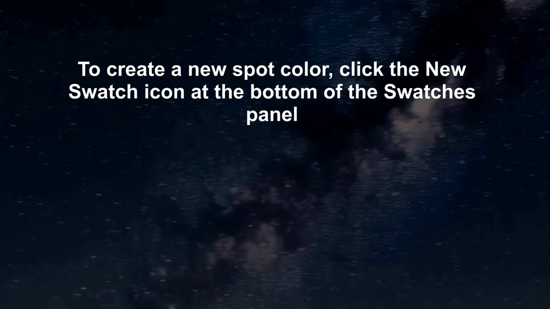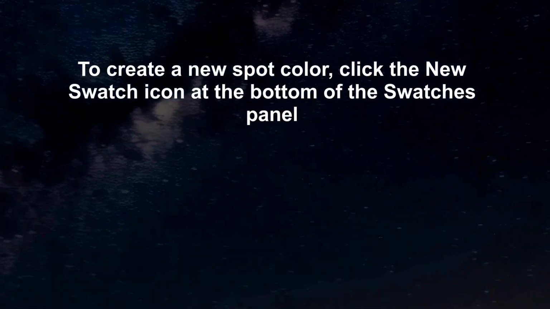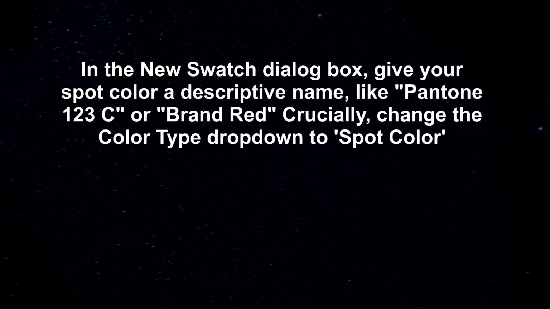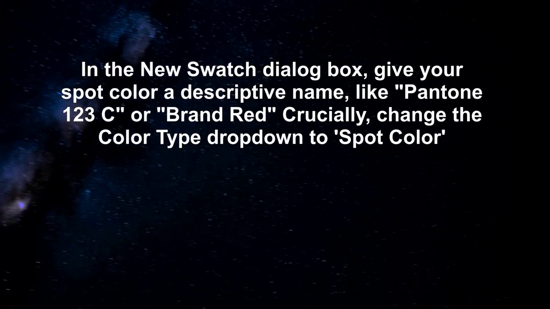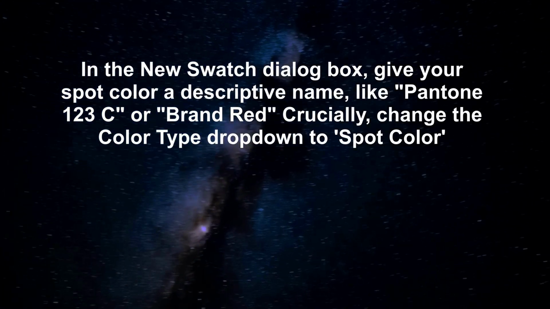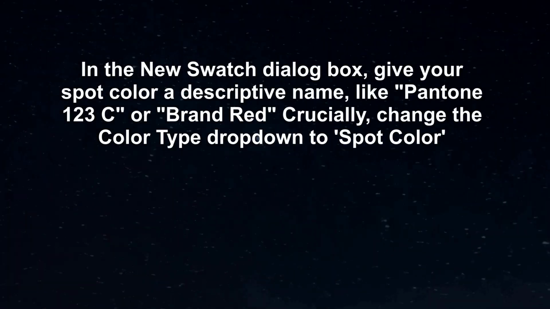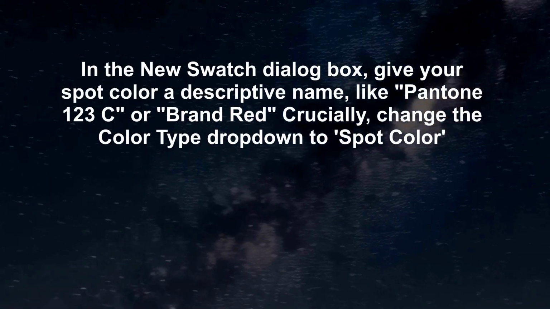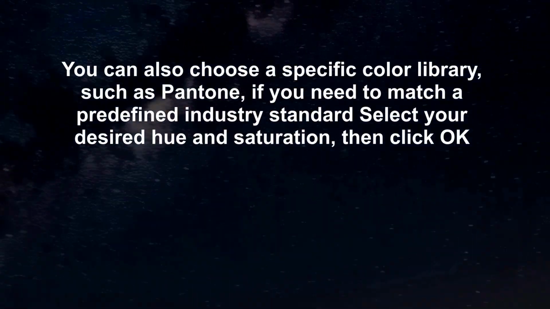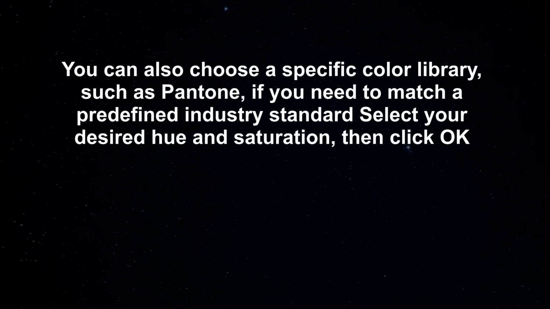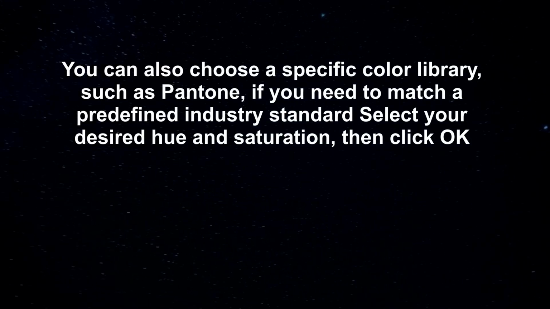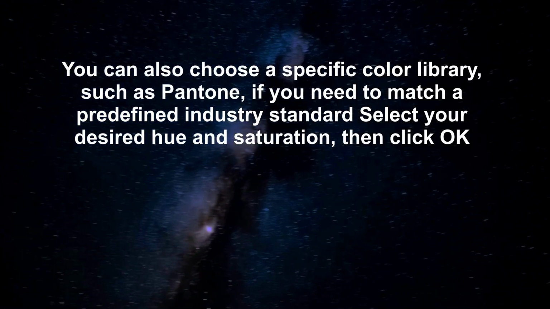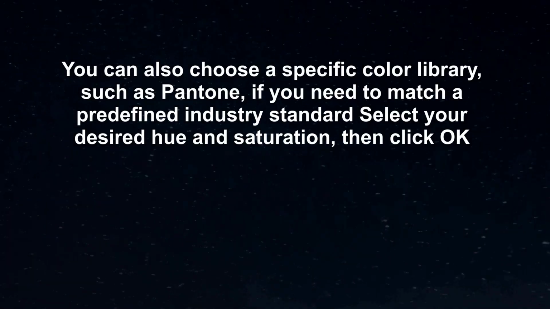To create a new spot color, click the New Swatch icon at the bottom of the Swatches panel. In the New Swatch dialog box, give your spot color a descriptive name like Pantone 123C or Brand Red. Crucially, change the color type drop-down to Spot Color. You can also choose a specific color library, such as Pantone. If you need to match a predefined industry standard, select your desired hue and saturation, then click OK.